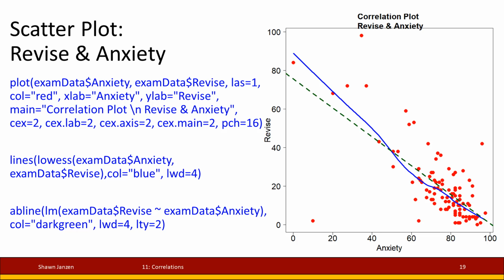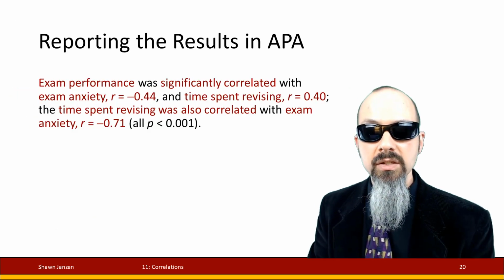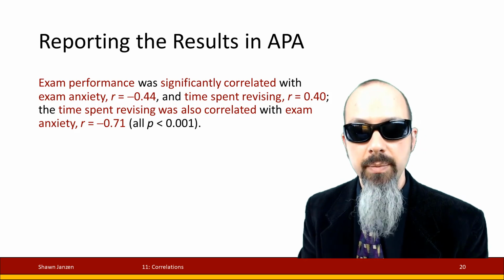And it just might happen to be that there aren't a lot of people that are spending massive amounts of time revising their work. So we'll take those things into context when we do our interpretations. Again, the code here is exactly the same as in previous plot slides. The only thing that changes is the names of the variables inside of the plot and the two line functions there. So let's go ahead and talk about how we can report this up in APA.